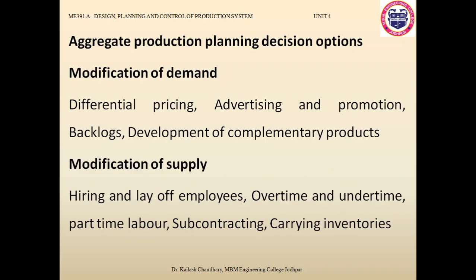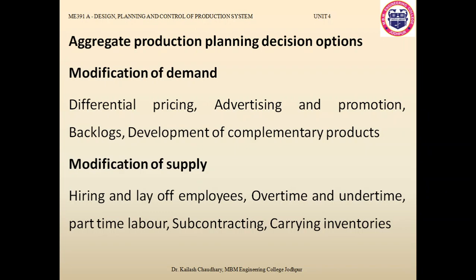Aggregate production planning decision options are modification of demand and modification of supply. So suppose you are getting variation in demand and supply for your company, then the aggregate production planning helps you to decide how to modify your demand and how to modify your supply. So using the appropriate techniques, you can modify your demand, you can also modify the supply, so that you can run your project, run your company, run your production in a smooth manner.